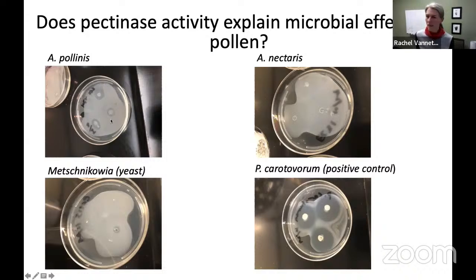You see a slight clearing around Acinetobacter pollinus, indicating perhaps some activity, but this was inconsistent and also much reduced compared to the Pectobacterium. So it may be that the pectinase enzymes that are produced by Acinetobacter are different in their target site or active sites than those of Pectobacterium. But basically we're left with a somewhat unclear answer on whether or not pectinases are involved in this process.